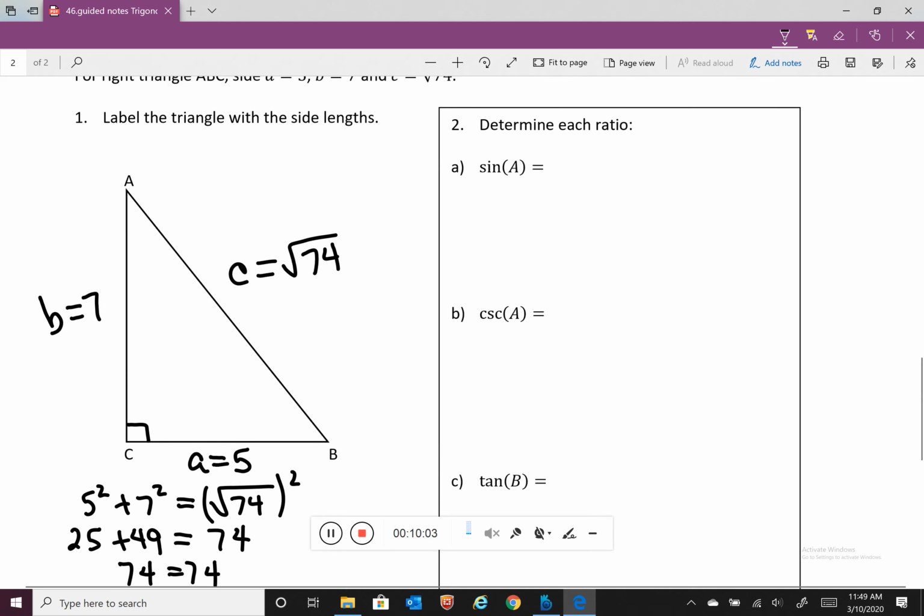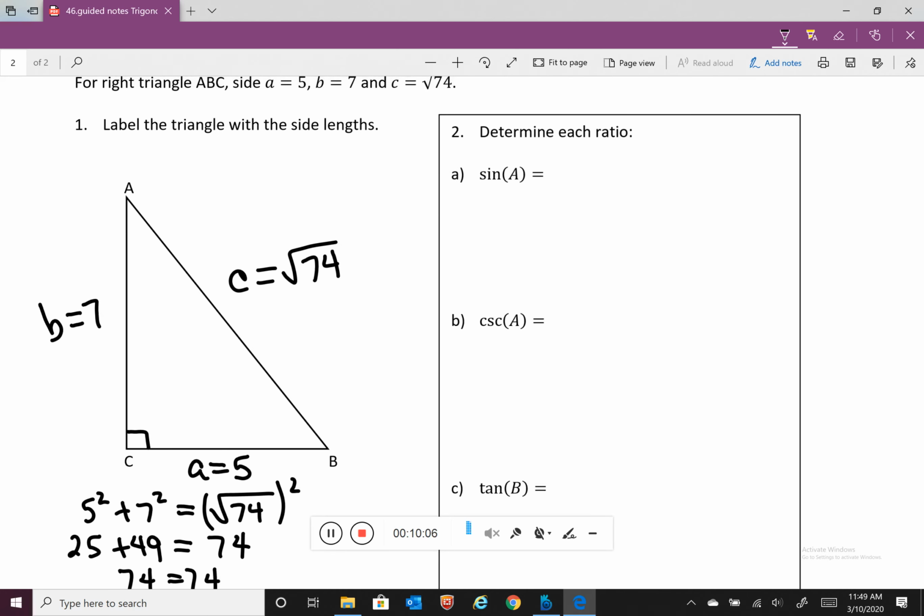Now I want you to be very careful. For question number 2, it asks us to determine each ratio. So for our first one, our angle of interest is angle A. Now remember, sine of any angle always looks at the ratio of the opposite side compared to the hypotenuse. And in this case, because our focus is angle A, the side opposite angle A is side A, and that is 5. And the hypotenuse is the square root of 74.